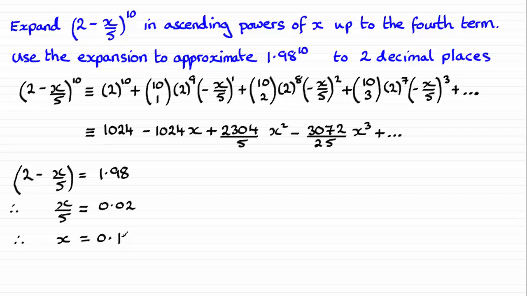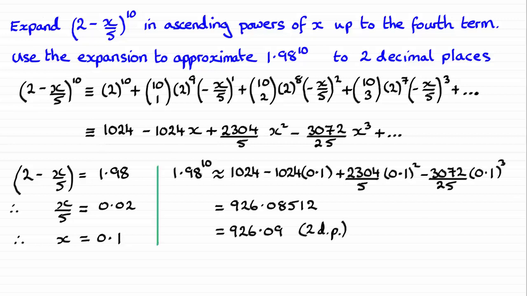So what I'm going to do is substitute this into here, and we will get an approximation for 1.98 to the power 10, as you can see. Turns out to 2 decimal places to be 926.09. How does that compare if you were to do it on your calculator? Well, it turns out to be 926.0872 and so on. So you can see to 2 decimal places, it's giving us a reasonable approximation.